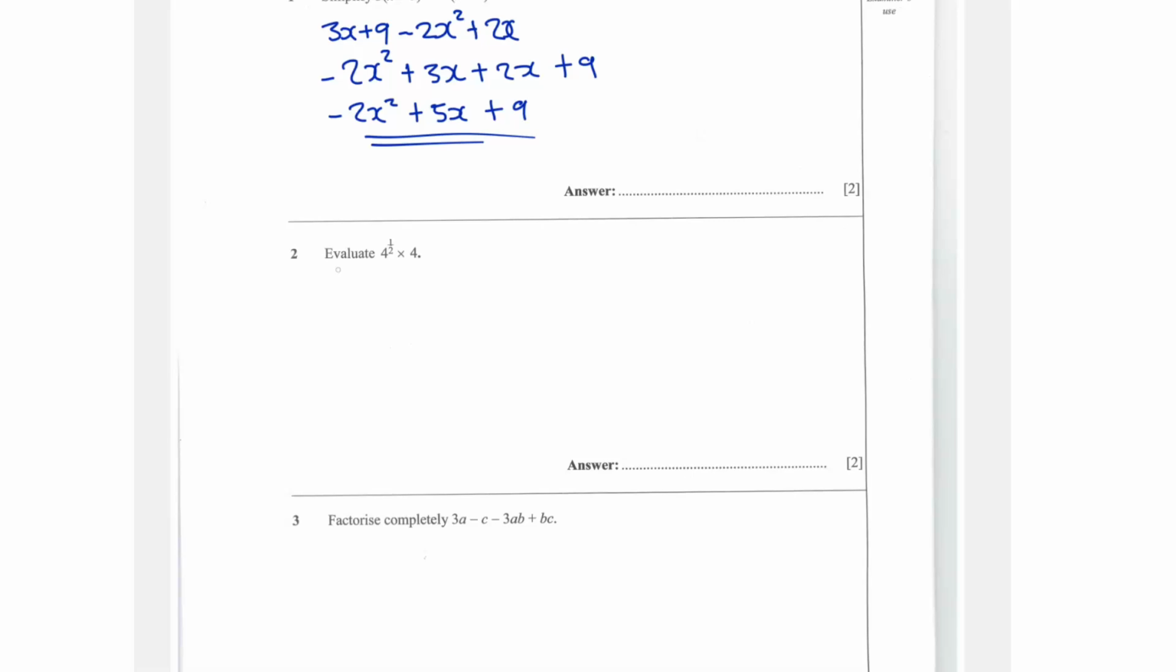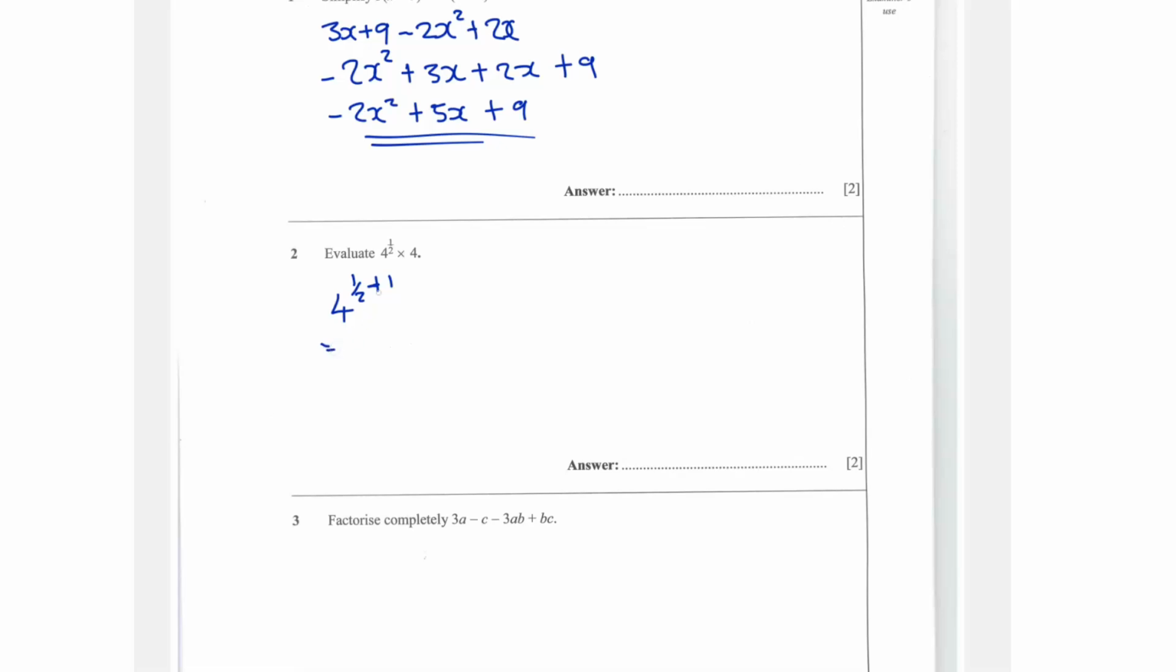The second question, question 2, says evaluate 4 to the power of 1/2 multiplied by 4. So we have numbers with the same bases being multiplied here. What you do is you equate to the same base and then add the powers. So the same base is 4. And then you can add 1 over 2, which is half, and then plus 1. This other 4 is to the power 1. There's a 1 there.